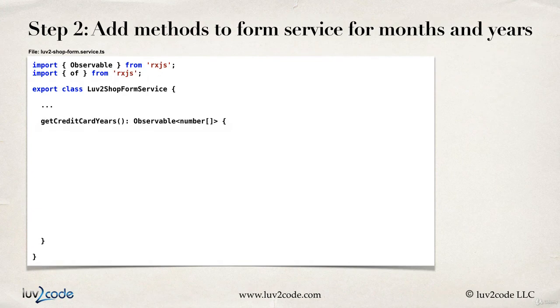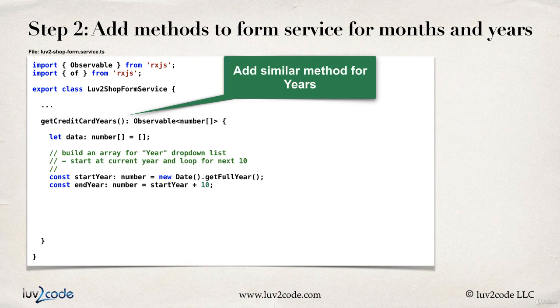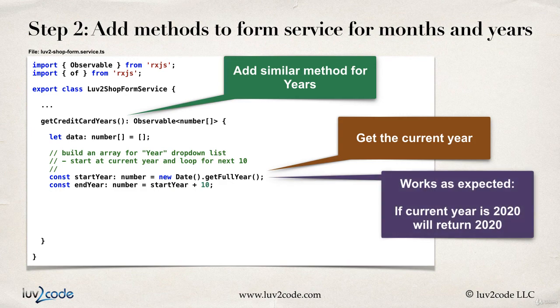Alrighty, a bit more here on step two. We need to add a similar method here for credit card years. So we have getCreditCardYears, we return an observable array. Internally here, I have this data, number, square brackets, an array, and I simply build the array for the year drop-down list. I start at the current year and I loop for the next 10 years. Here I get the current year by saying new Date().getFullYear(). So this works as expected. If the current year is 2020, this will return 2020. Similar thing if it's 2024, it's going to return the year 2024.